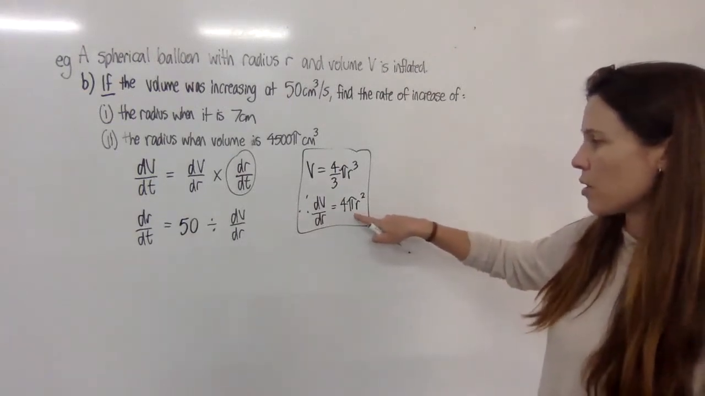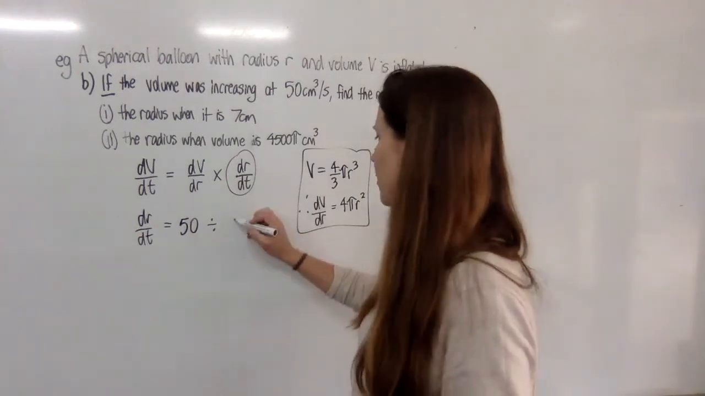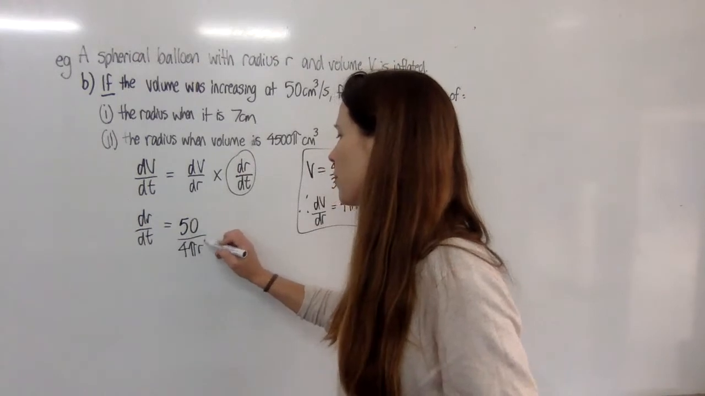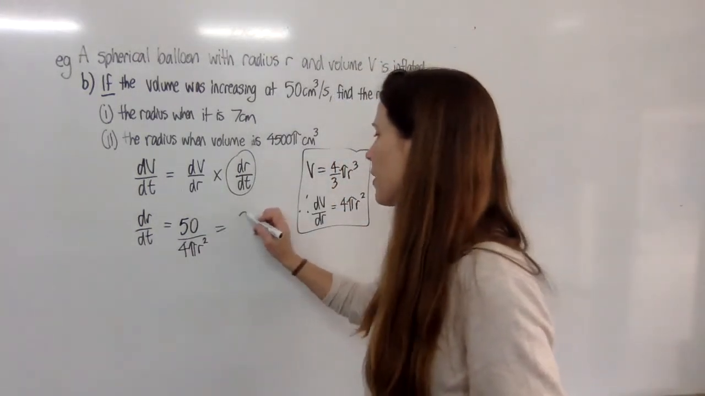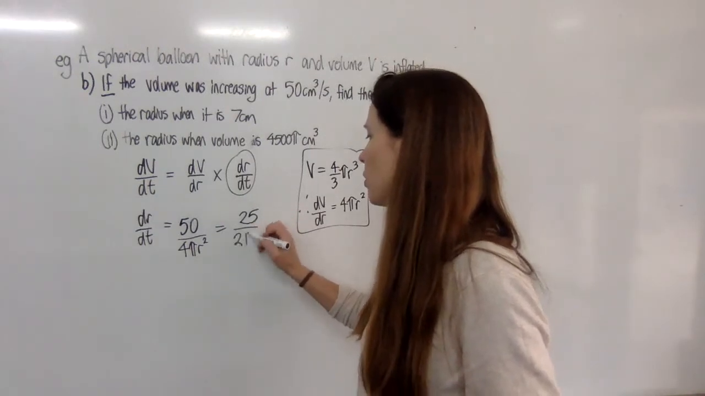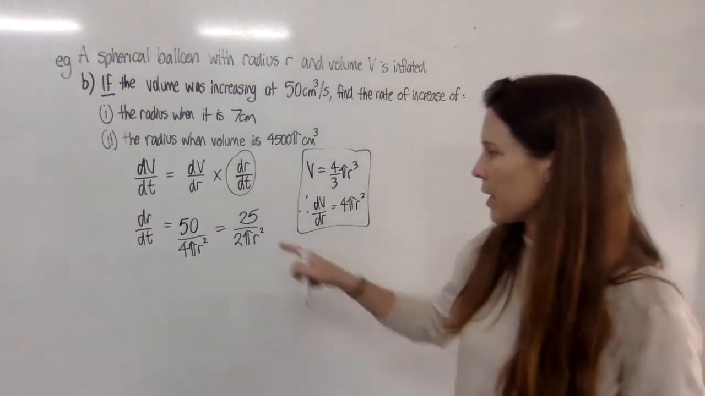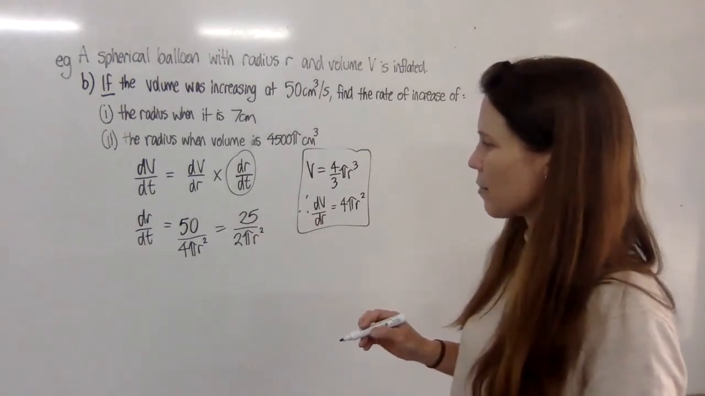Now, I also know what dV/dr is. It's 4 pi r squared. So I'm dividing 50 by 4 pi r squared, which I could write like this, really. Probably a little bit easier. Now I could tidy that up. I could write it as 25 over 2 pi r squared. Probably nice to keep it as integers rather than make it into 12 and a half over pi r squared, but it's up to you. There's lots of ways to do the same thing here.